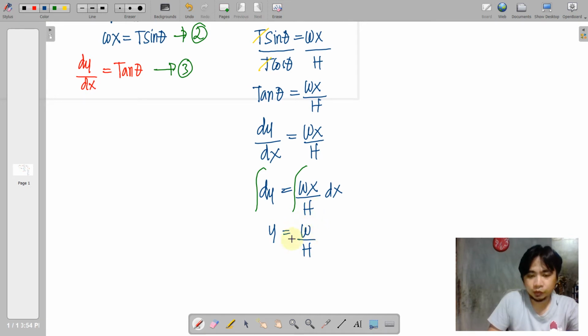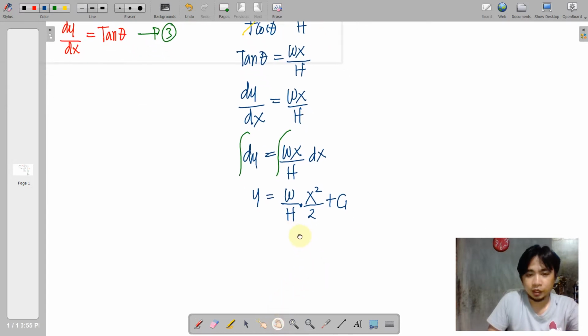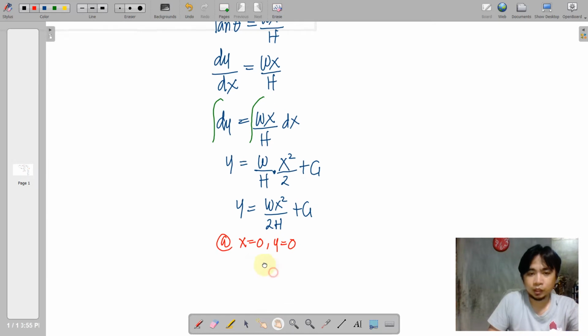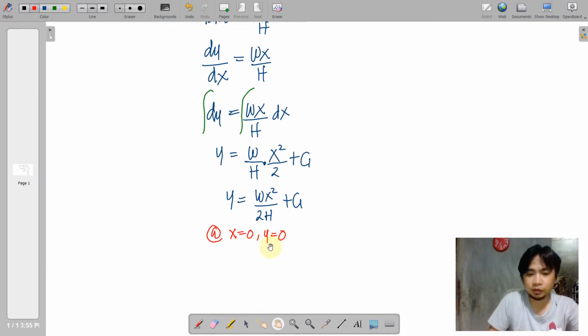We come up with this expression. First, we bring this constant out of the integral, and then the integral of x is x squared over 2. Of course, we need to add a constant here as the constant of integration. So finally, y is equal to x squared over 2H plus c1. To get the value of c1, we just have to start with the point of origin, because at the point of origin there will be no slope yet.